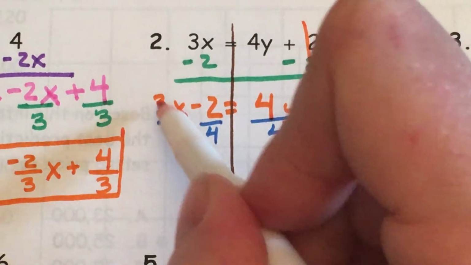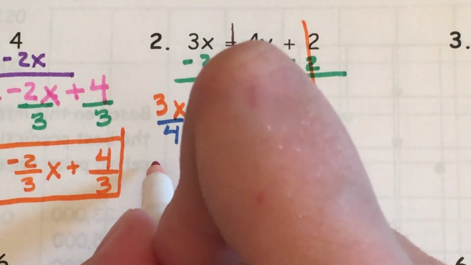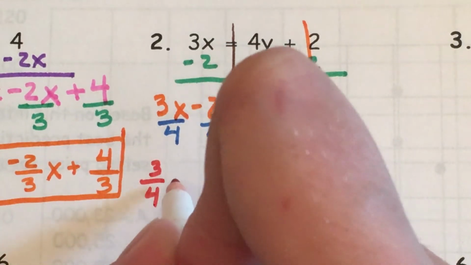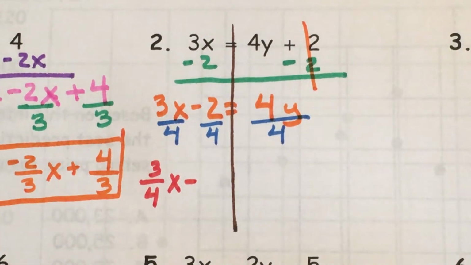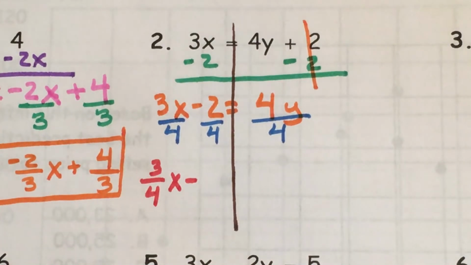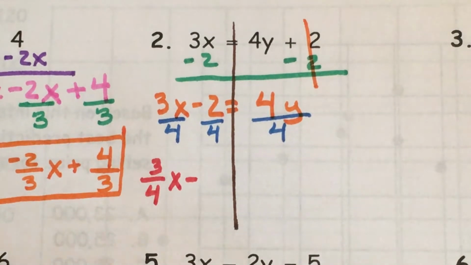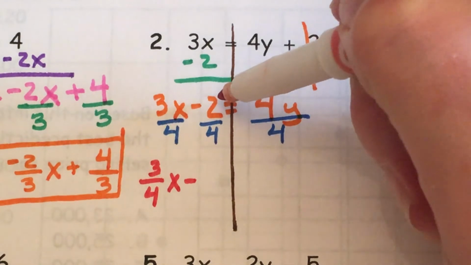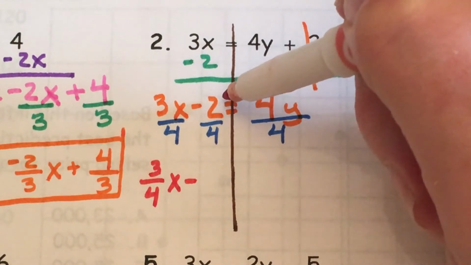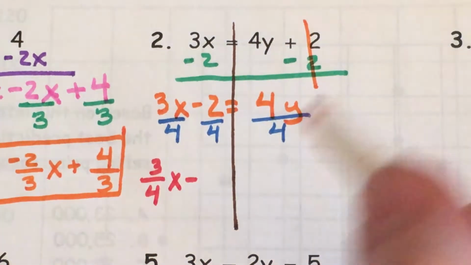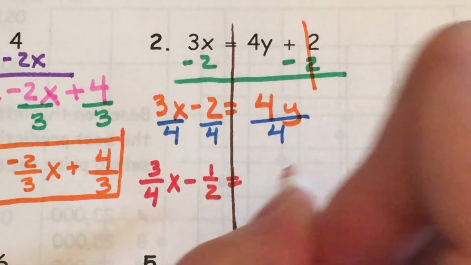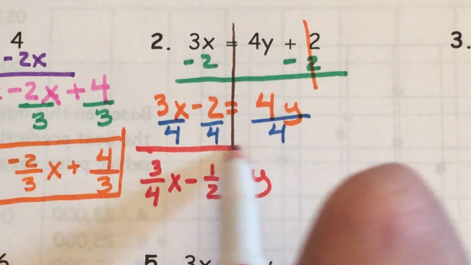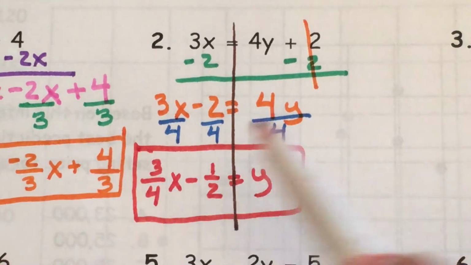Does 3 and 4 reduce? No. Does 2 and 4 reduce? Yes, it does. But does it make 2 or does it make 1/2? The smaller number is in the numerator on the top. So the smaller number needs to stay on the numerator on the top. It makes 1/2. And there is your final answer.